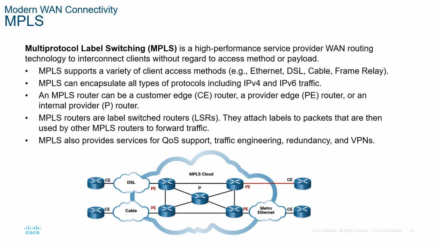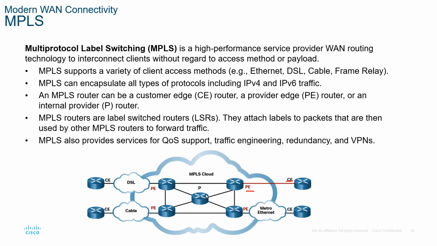With MPLS, that's multi-protocol label switching, and basically this is high performance switching by our service providers. So the service provider WAN routing technology will interconnect clients regardless of their access method or payload. So you'll see here CE and PE. Client's edge, provider's edge. So it doesn't matter how you connect to the provider. Internally to the provider, it's normally some form of MPLS type internal cloud.